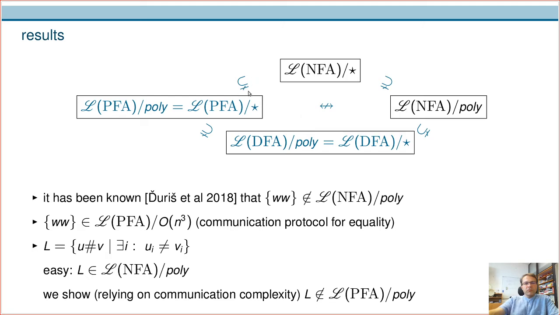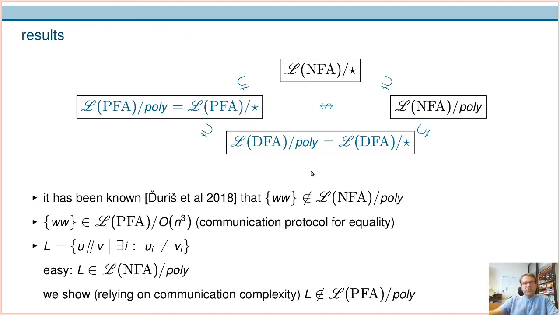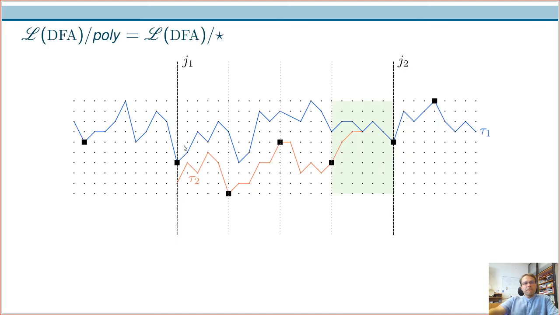And also we have, of course, this strict inclusion here. There are some languages that cannot be recognized by a randomized automaton. So this is basically the overview, and now let me briefly sketch some proof ideas. From this first part, where we show that the deterministic automaton cannot use more than polynomial advice, well, the proof goes as you would expect.